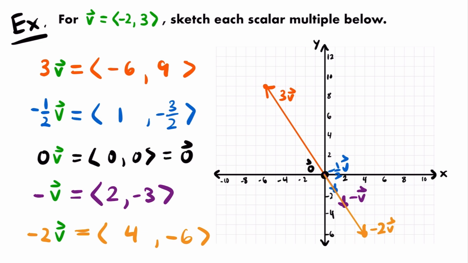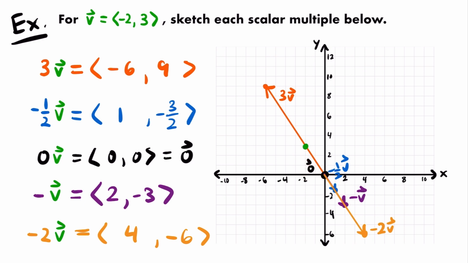Okay, and so now we have sketched all of these scalar multiples of vector v, and if you want, you could go ahead and also sketch vector v to compare these scalar multiples to that original vector, and I'll do that real quick. Vector v is the position vector of (negative 2, 3). So negative 2, 3 takes us negative 2 in the x direction, and then positive 3 in the y direction, so this point right here.